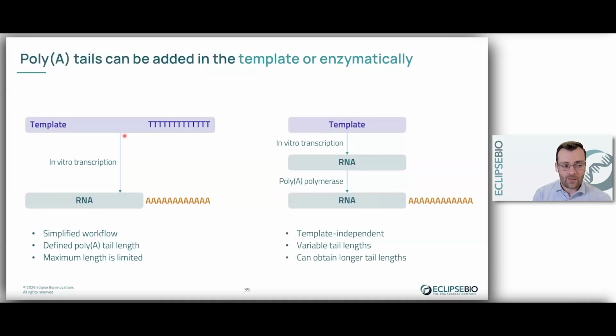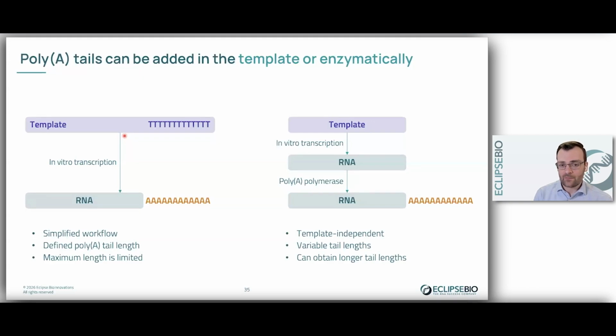Alternatively, there is an enzymatic approach in which you do in vitro transcription on your therapeutic and then use an enzyme to add the poly A tail. That's template independent, but since you're using an enzyme, that does get variable tail lengths, although they can be longer, allowing for potentially longer stability.